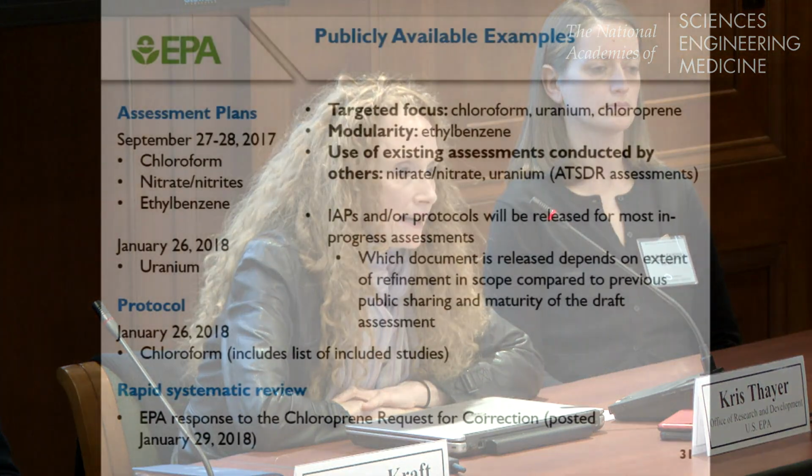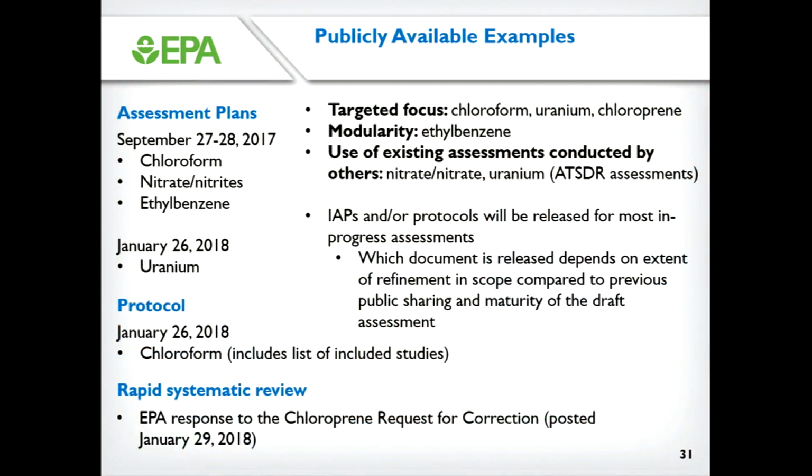In terms of publicly available examples, these should all be part of, I think, the meeting materials that have been provided. Assessment plans that were released in September: chloroform, nitrates, ethylbenzene, uranium just recently released. The chloroform protocol, which includes a list of included studies, was also just recently released. And then we have an example of a rapid systematic review.